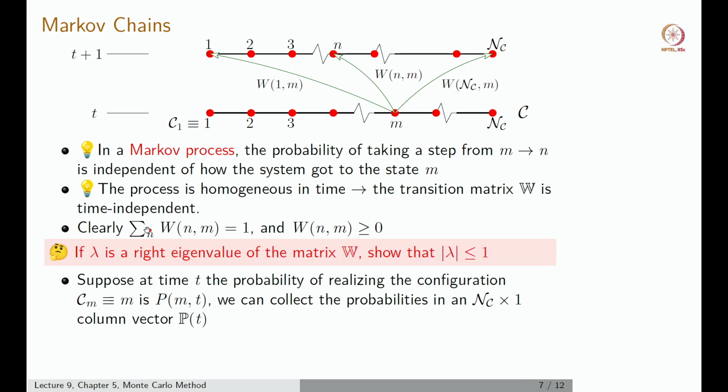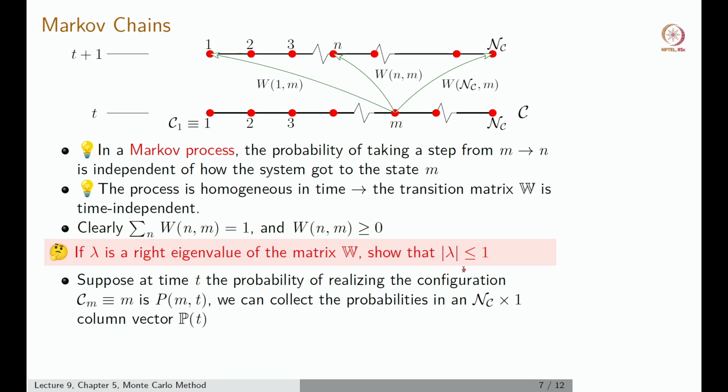Okay. So, with this information, I welcome you to explore this point, that if I have this very large N_C by N_C matrix W with these conditions, you have to show that every right eigenvalue of this has magnitude less than or equal to 1. It is a very simple exercise, but worth doing.